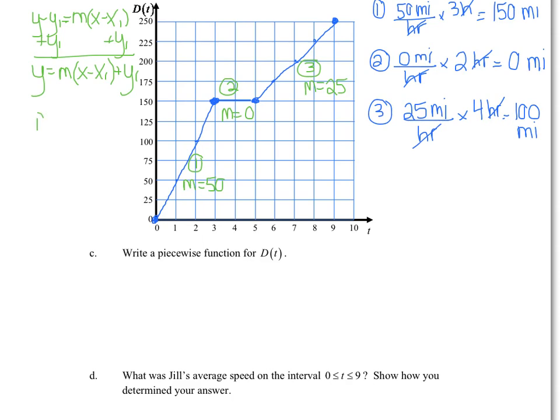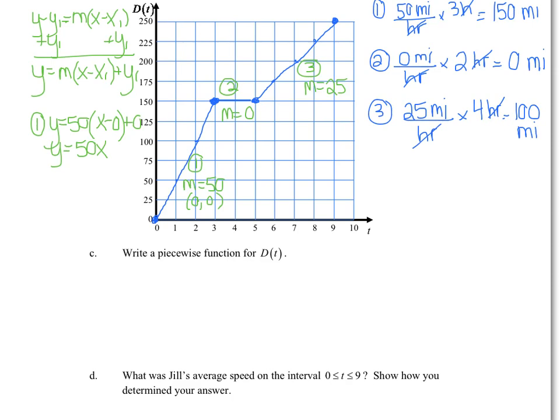So for the first equation, the first part, we need a point and a slope. Let's pick our starting point of 0, 0. So I'm going to plug that in. Y equals m, which is 50, times x minus the x value of my point, which is 0, plus the y value of my point, which is 0. So y is going to equal 50 times x minus 0, which is x, so 50x plus 0, or just 50x.